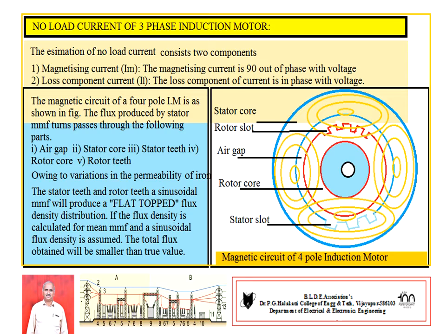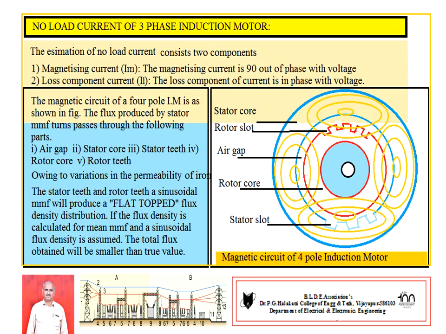As shown in the figure, it completes its path through five parts. Number 1, air gap. Number 2, stator core, with the respective stator teeth. Then rotor core, rotor teeth. Hence it is a very basic idea. So the magnetic circuit completes its path. Hence we have to go for calculation of MMFs.